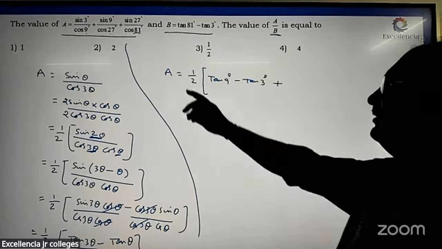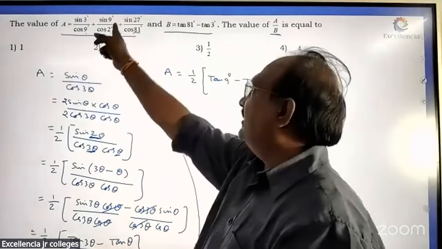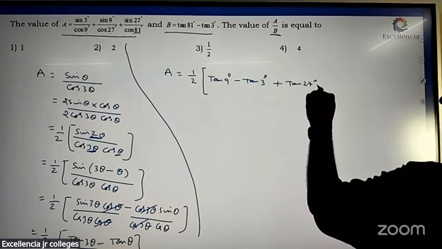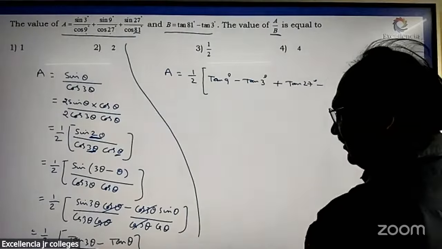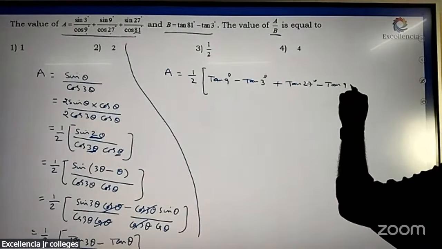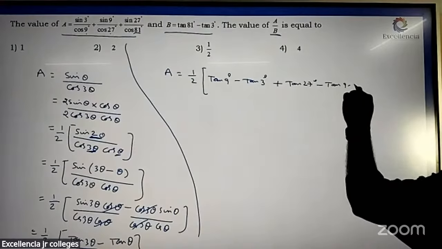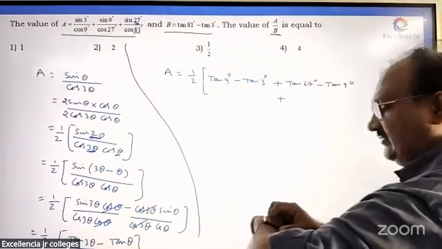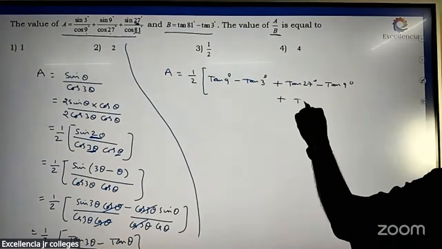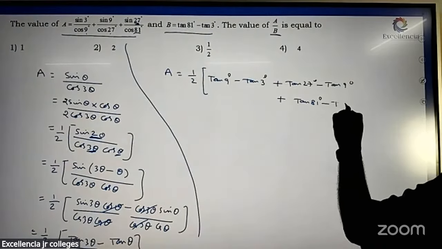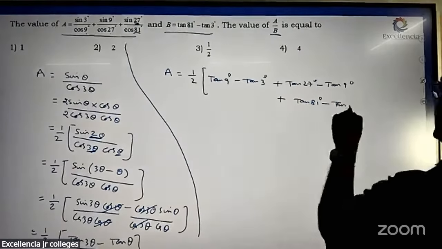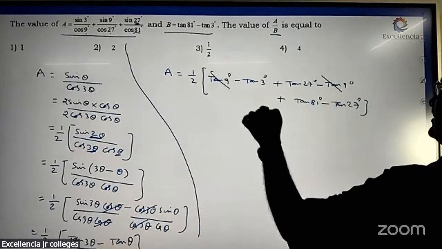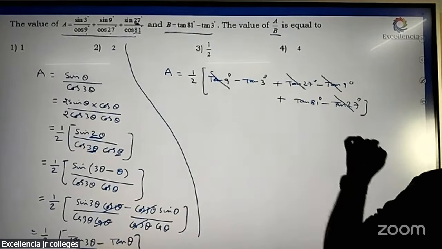Plus next, when you take theta equal to 9 degrees, then you will get tan 3 theta, that is tan 27, minus tan theta, tan 9 degrees. Next, plus, when you take 27 degrees here, that is tan 81 degrees minus tan 27 degrees. So here tan 9 degrees cancels, and tan 27 plus and minus cancel.